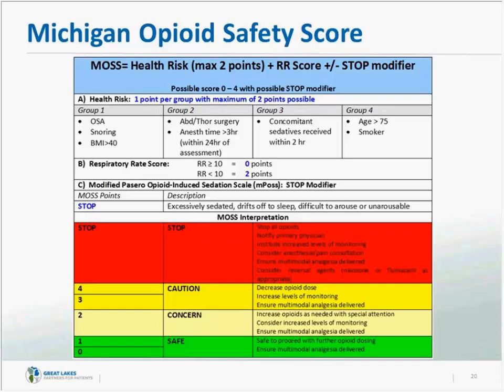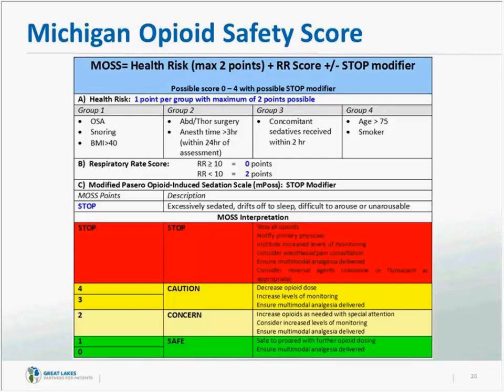patient risk. So you can see up there in Group A, you looked at whether the patient was obese, had abdominal or thoracic surgery or a long anesthetic, was receiving any other sedatives, or was old or a smoker, and they got points for that, up to a maximum of 2 points. Then we looked at the respiratory rate. Was the patient basically breathing fast or slow? And they got points based on that.